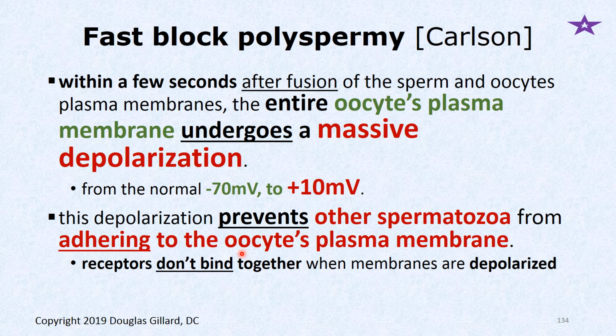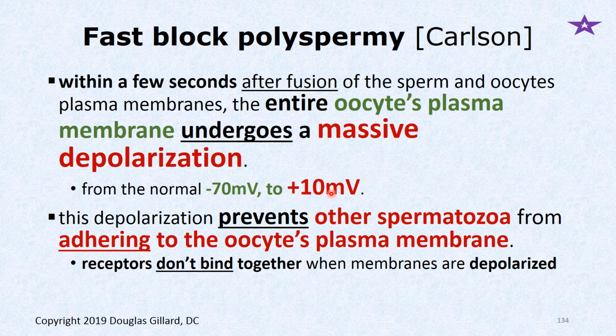So within seconds after fusion of the sperm and the oocyte's plasma membranes, the entire oocyte plasma membrane depolarizes like crazy. So a massive depolarization occurs. And this is one mechanism. We didn't talk about this, but you need a normal membrane potential of about negative 70 millivolts in order for a sperm to be taken through by endocytosis. If you're down to negative 40, or if you're positive, other sperm can't get through.